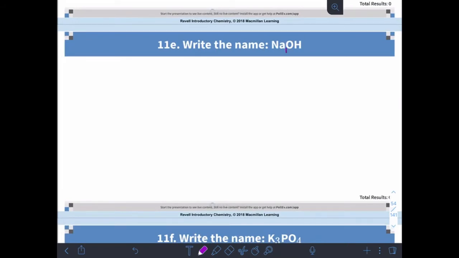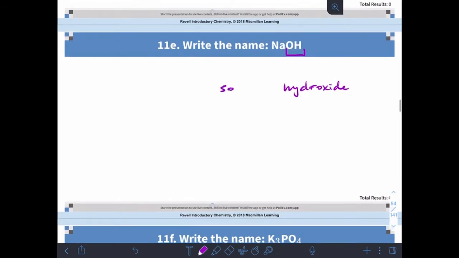Now this one, this OH, that's one of our polyatomic ions. That's the hydroxide ion. And then again, we have more than 2 elements here, so I just name the parts. So sodium hydroxide.